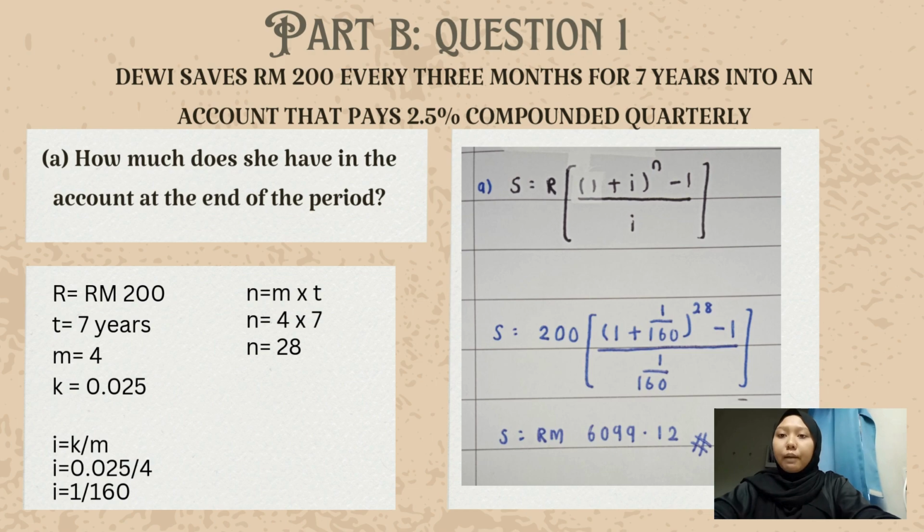n equals m times t. n equals 4 times 7. So the answer is n is 28. So as you can see, we're going to use a future value formula.